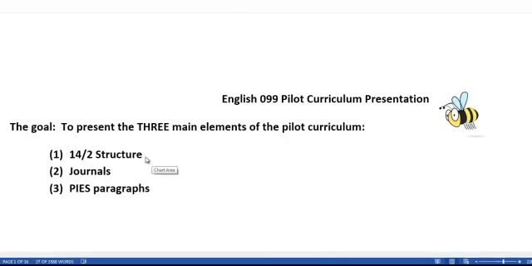The first element of the pilot curriculum is the 14-2 structure. The second is journals, the use of journals as invention strategies. And the third is PIES paragraphs, or PIES paragraph instruction.